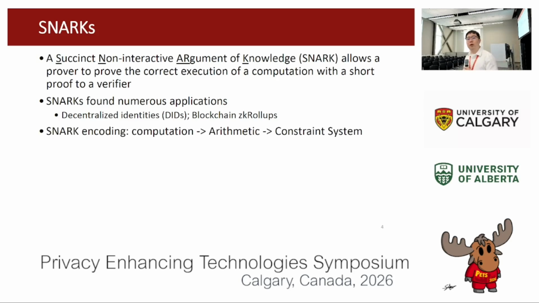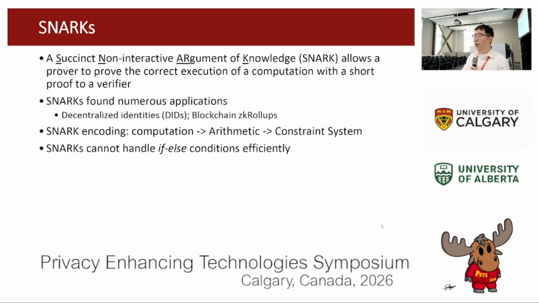SNARKs usually encode computations into arithmetic circuits, and then further encode them into a constraint system. SNARKs can handle any computation, but they cannot handle if and else conditions efficiently. Because if you have if and else conditions, you have to encode both conditions into the SNARK circuit, and the prover has to go over both cases. Therefore, he has to pay twice the cost of a standalone circuit.